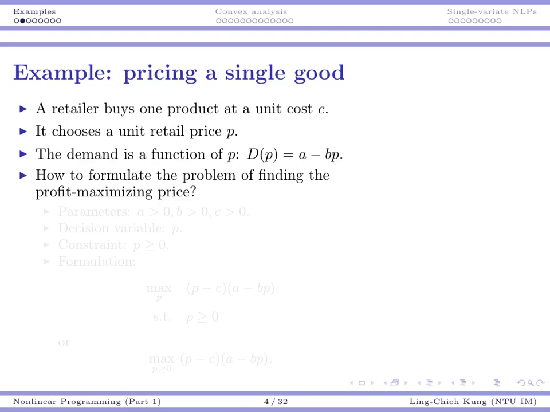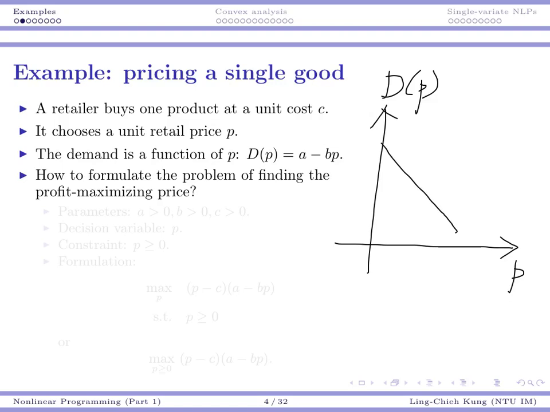A linear function is just a simplification for us to discuss the problem more easily. In general, it's just some decreasing function. So what's the form of that? Suppose this is P and this is D(P). Then the demand function would be something like this. A minus BP, where A is here, and the slope of this function would be negative B.